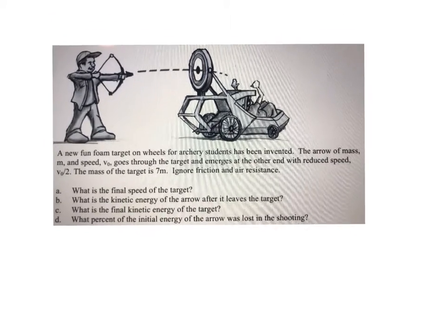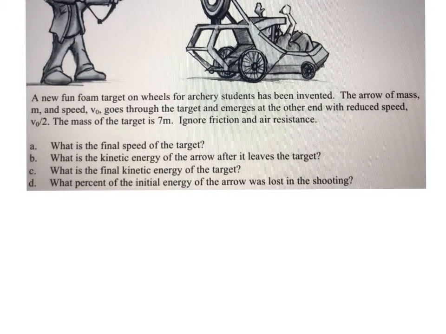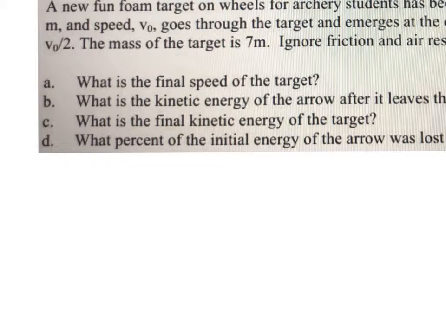Okay, so we're given this question over here. A new foam target on wheels for archery students has been invented. The arrow of mass m and speed v naught goes through the target and emerges at the other end with reduced speed v naught over 2. The mass of the target is 7m, and we ignore friction and air resistance. So let's first state what is the final speed of the target.